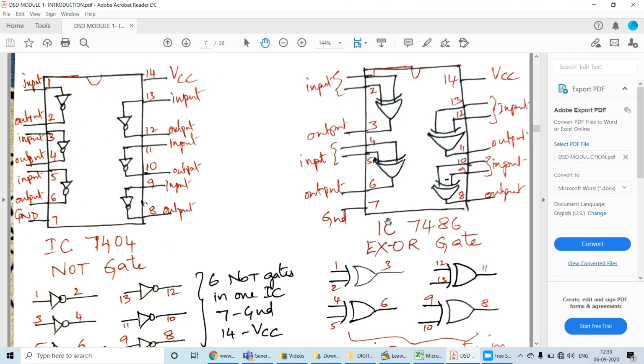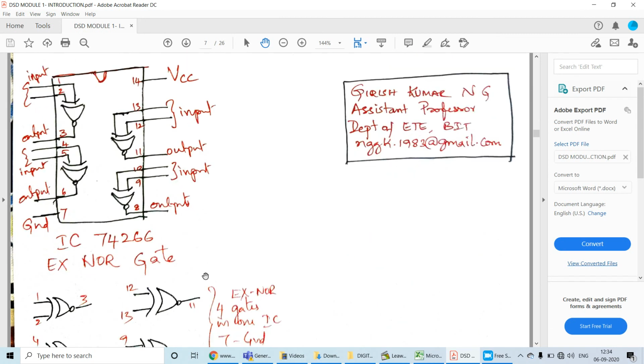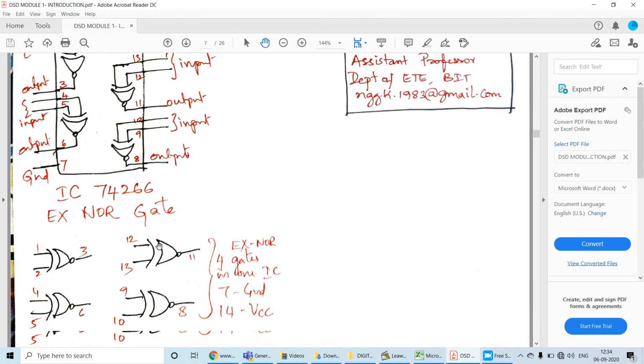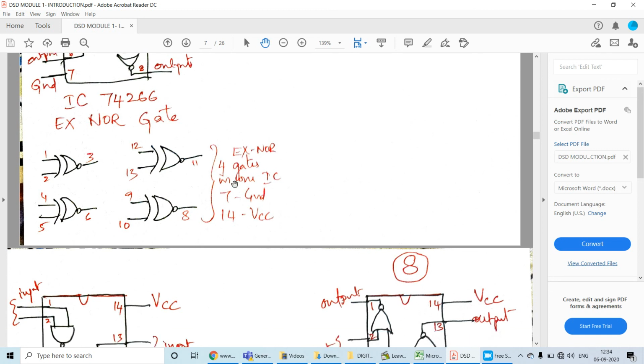Similarly we have the XOR gate. 7486 is the XOR gate IC which is used. Again we have 4 combinations of XOR gates in one single IC 7486. Again here 7 is ground and 14 is VCC, and the numbering of the IC is this. Similarly we have the XNOR gate. Again we have 4 combinations of XNOR in a single IC 74266. So this is how the numbering of the 74266 IC is. All these ICs we will be using in the lab. You will understand much more clearly once we use these ICs in the lab.